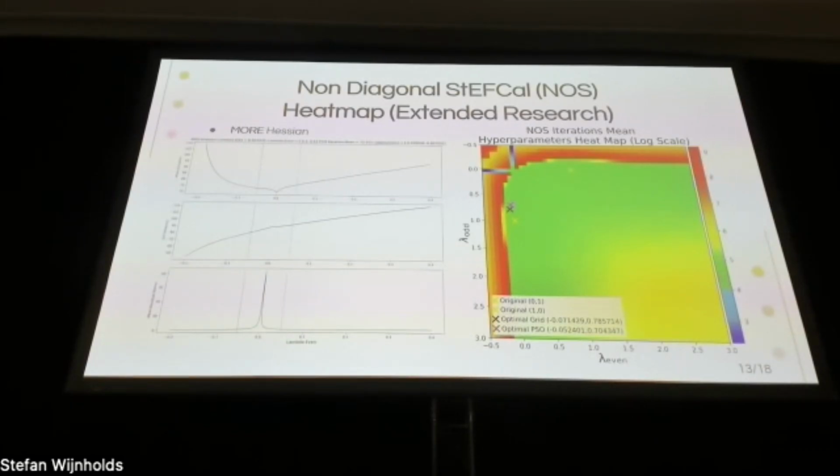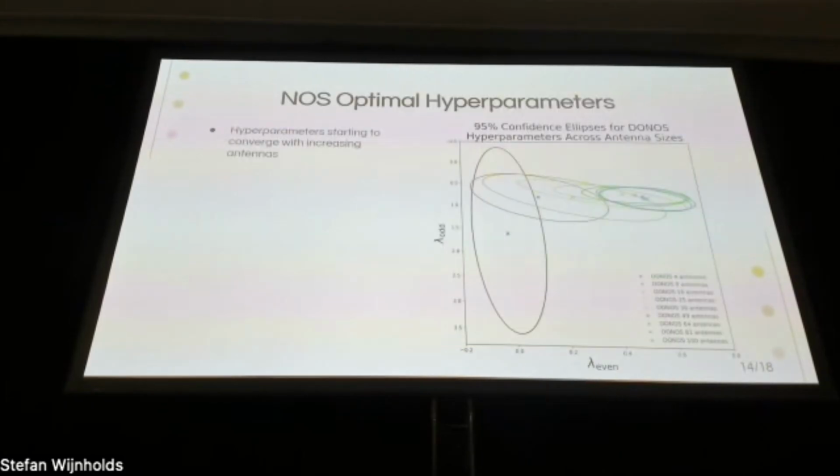But you will also see that the search space looks very similar to StefCal. This is the 95% confidence ellipse for the optimized NOS. And you can see it goes to 0 for 4 antennas. It's very near to 0, but it's not on 0. And then it just travels in a different direction, which tells me that it wants to go to 0, but we introduced those bounds. So it's trying to get a better solution that is not 0.